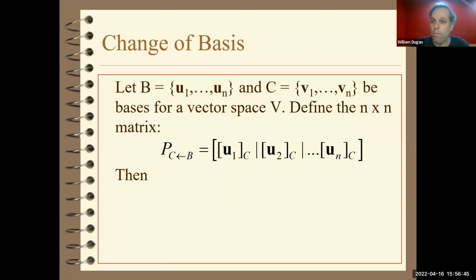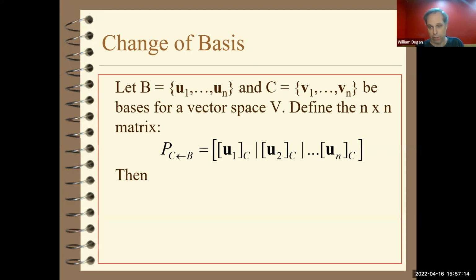So let's suppose that you have a basis B and a basis C for a vector space V. And let's define an n by n matrix called the change of basis matrix that goes from the basis B to the basis C to be a matrix whose columns are formed by taking the vectors in the basis B, but finding their coordinates relative to C. Those are the columns of the matrix in the order that the basis B is written.